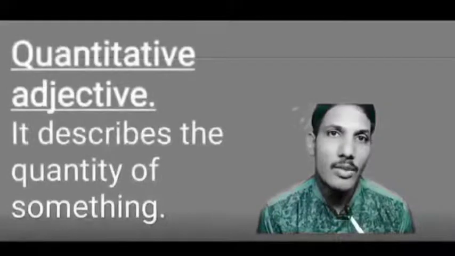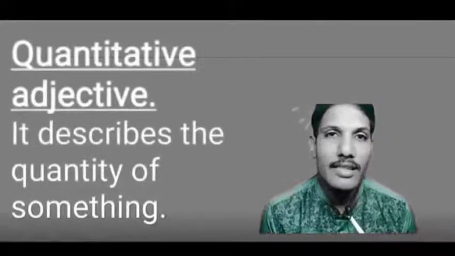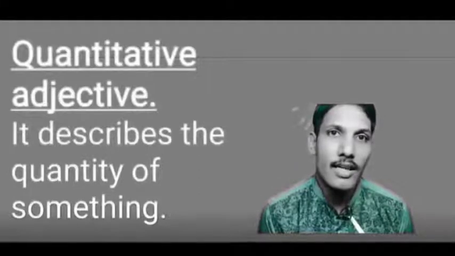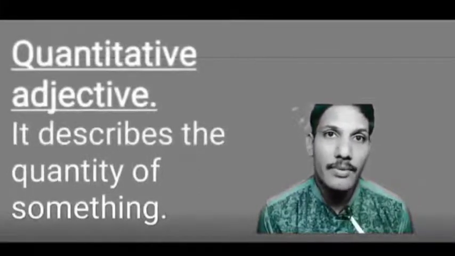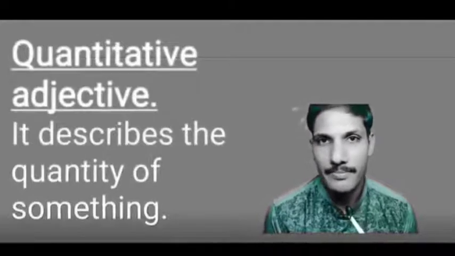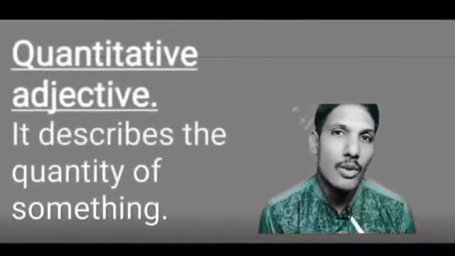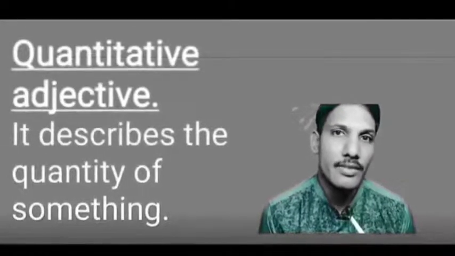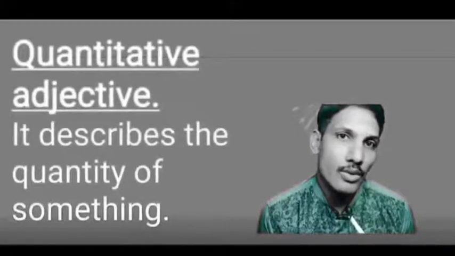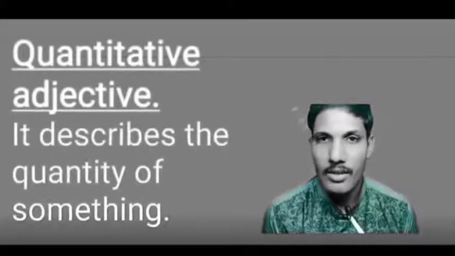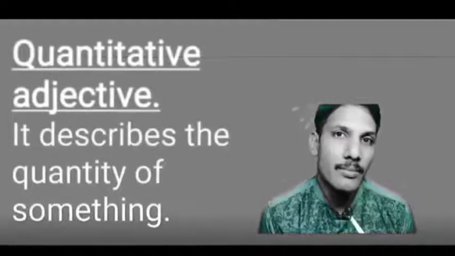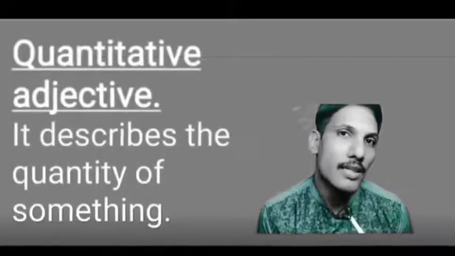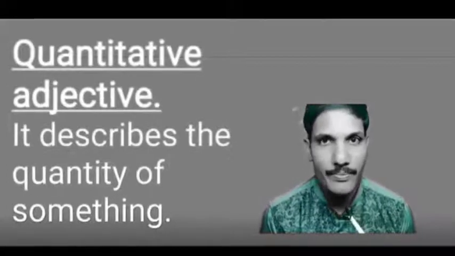The third one is quantitative adjective. These are the adjectives that are used to describe the quantity of something. That means to show how much of that particular substance is present, we use these adjectives. For example, I have some books. Some here is the quantitative adjective.